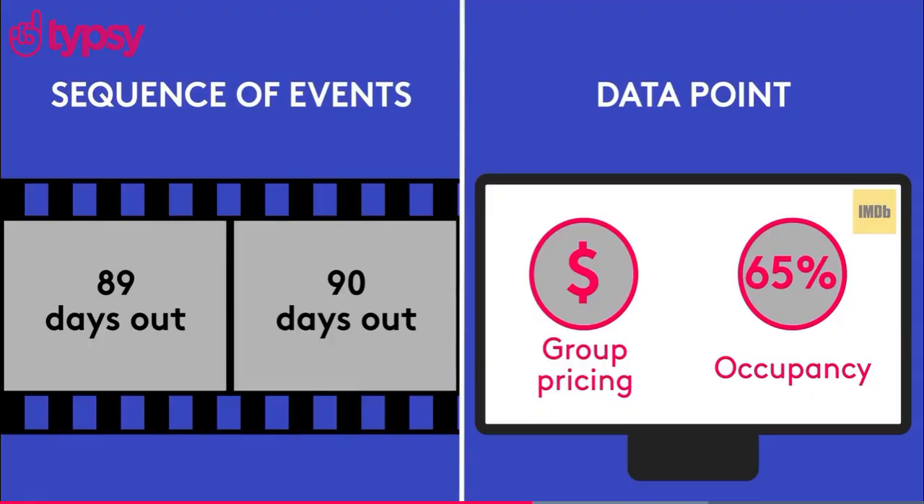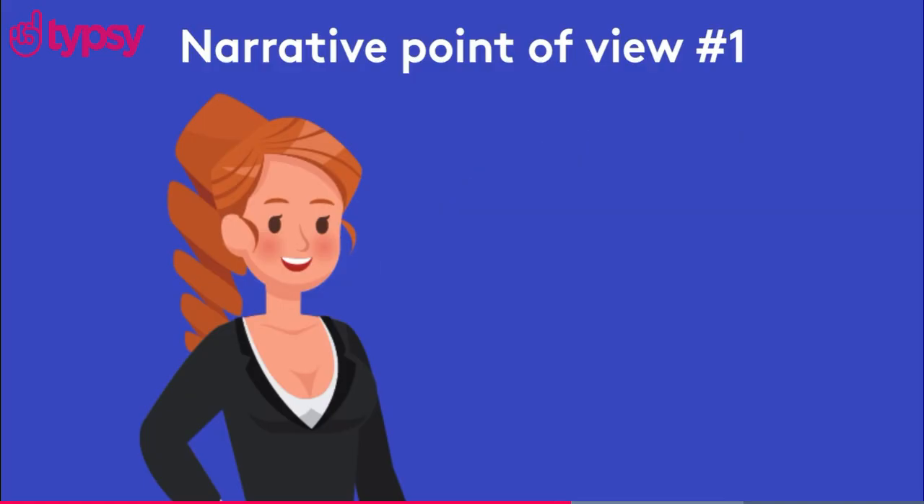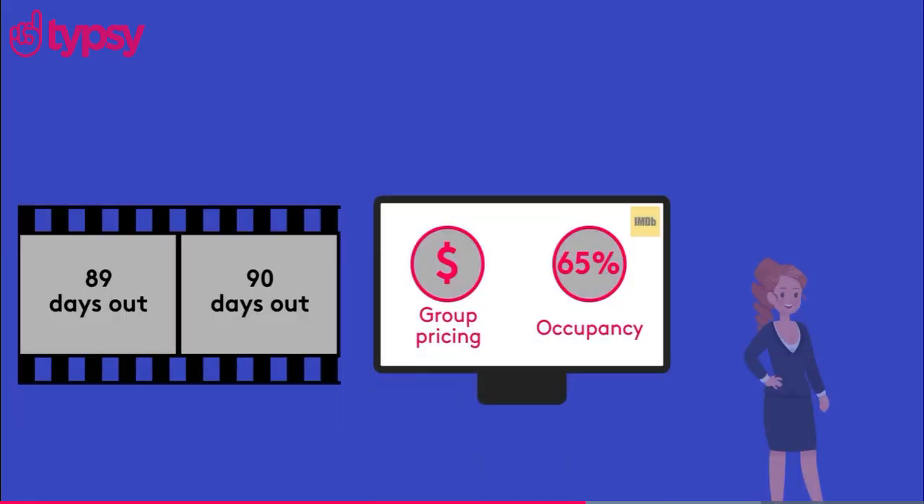Let me give you an example of how a story can unfold and how the same set can be plotted differently. Imagine you're looking at a day in the future, a Friday 90 days out. Your occupancy is 65% and a group is trying to book with you. Based on this example, we have all but the narrative point of view. Let's introduce that. Let's take this group. We can even increase our rates as we will have more occupancy. That makes sense, right? We have a plot, we have characters, we got a point of view.